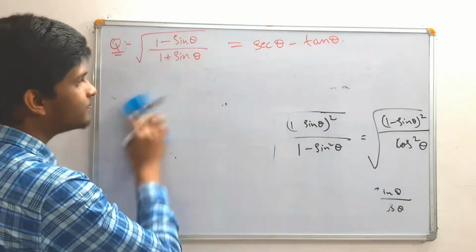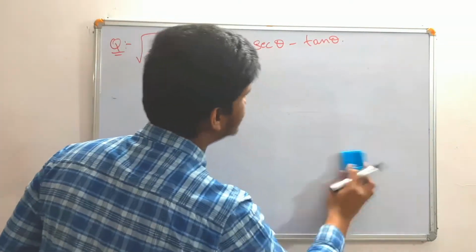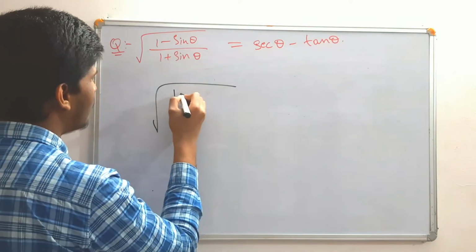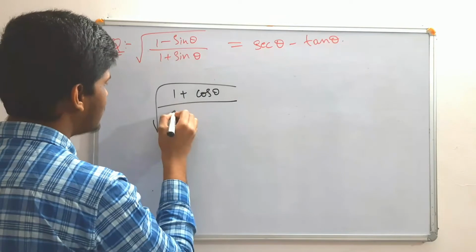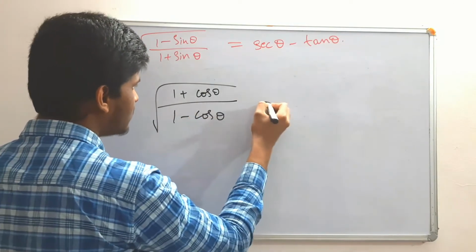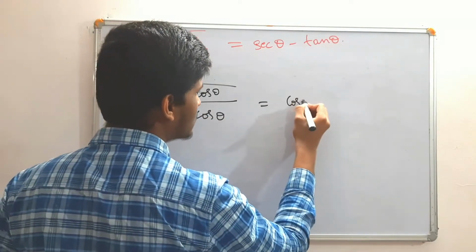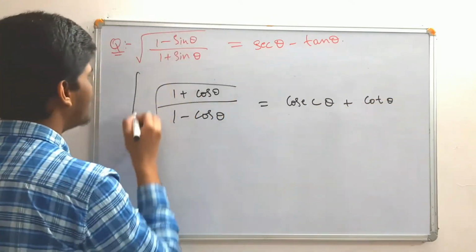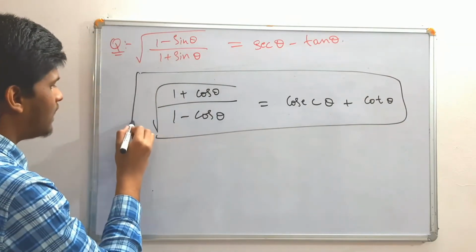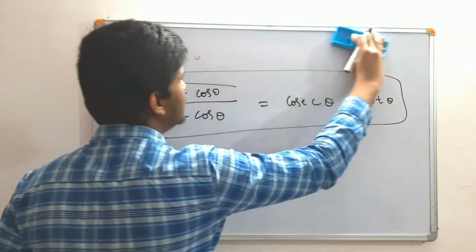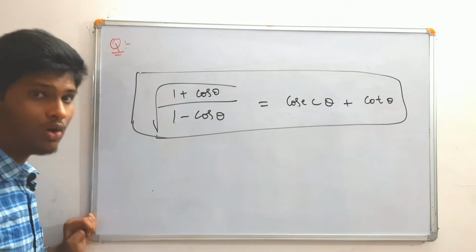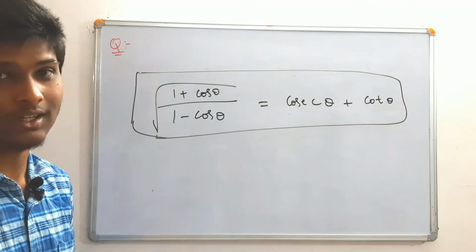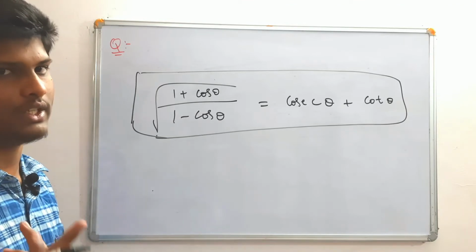So that is: square root of (1 plus cos theta) by (1 minus cos theta) is equal to cosecant theta plus cot theta. You should prove LHS is equal to RHS. Try this question on your own, pause the video, try to get the answer and comment down the answer. I am not going to say this answer. You should comment it down and I'll say whether it's correct or wrong.